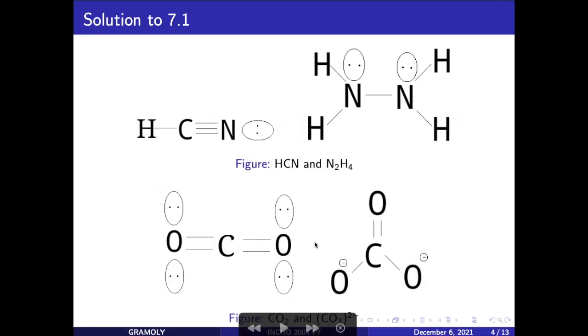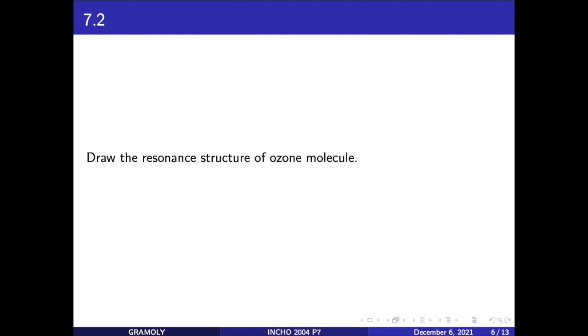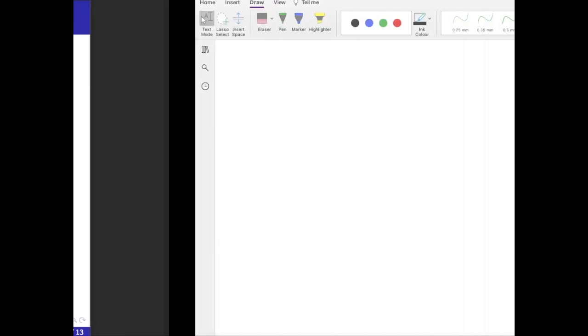Moving on, here's the solution, also provided in the PPT that will be shared with you. And this is the reason why N2H4 is more basic. Now 7.2, draw the resonance structure of ozone. So ozone has a pretty cool structure.